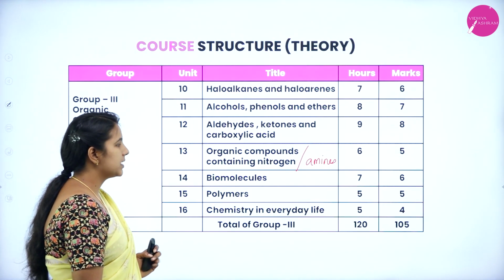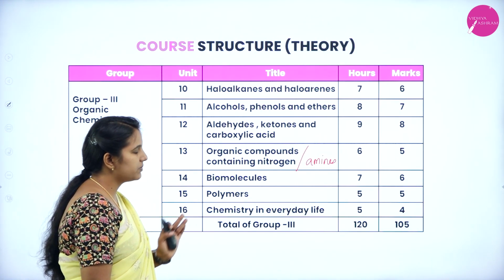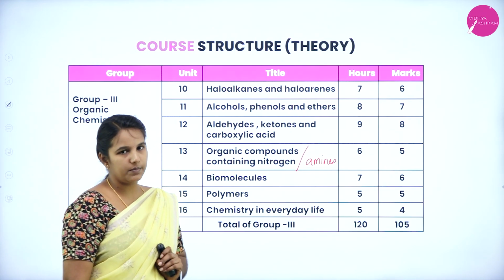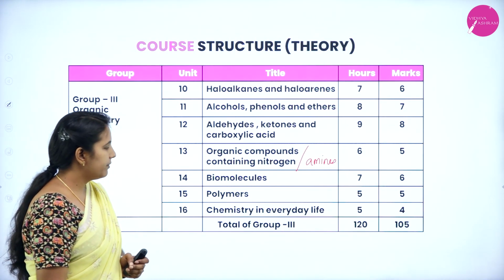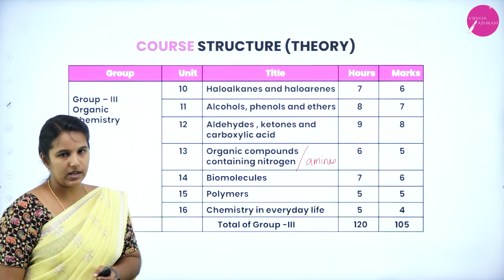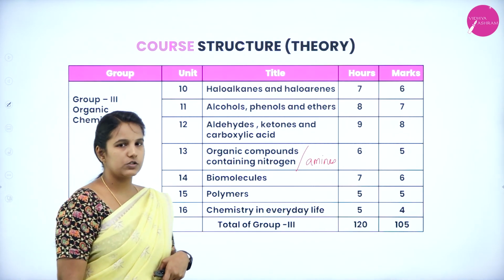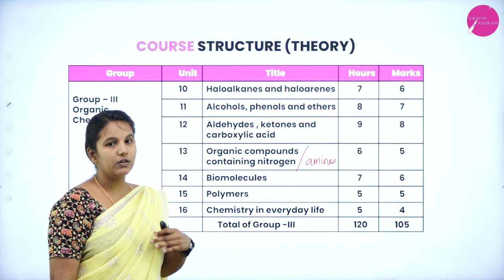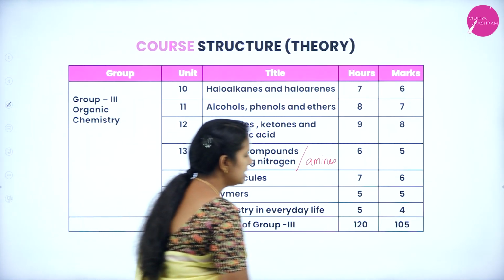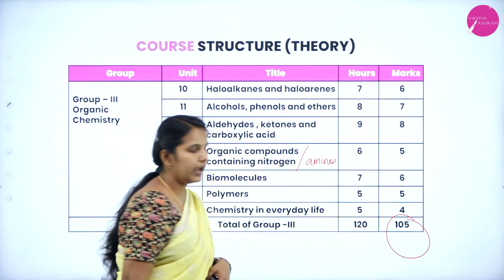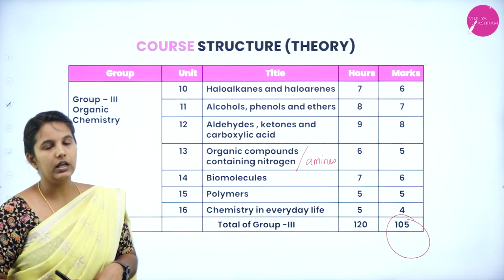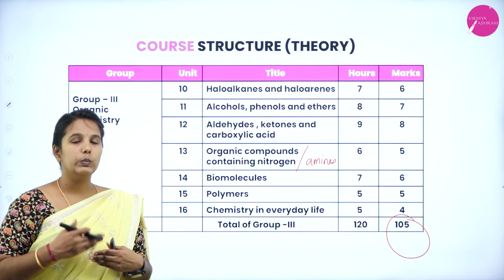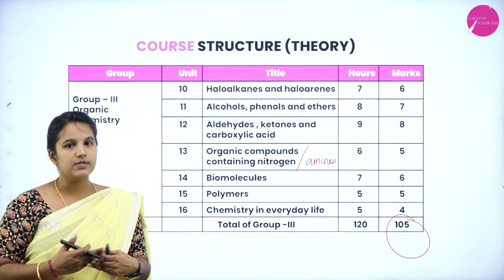For Biomolecules, again 7 hours will be allotted and 6 marks will be given, and for Polymers 5 hours will be allotted and 5 marks will be given, and for Chemistry in Everyday Life, 5 hours will be given and also 4 marks will be allotted. Remember, your entire question paper will be set for 105 marks. How many marks? 105 marks, and a total of 120 hours will be given to you to teach all the 16 units which come under your second PUC chemistry.